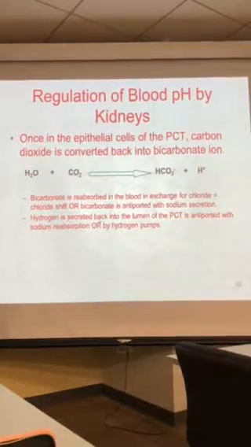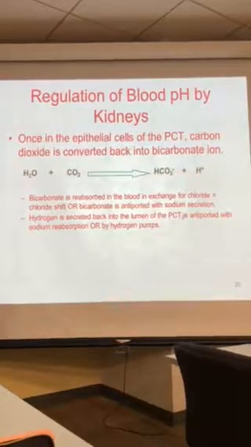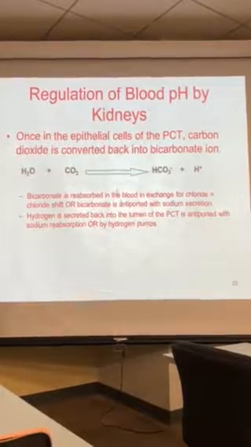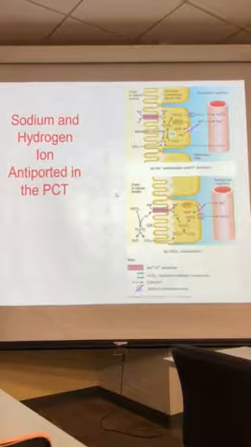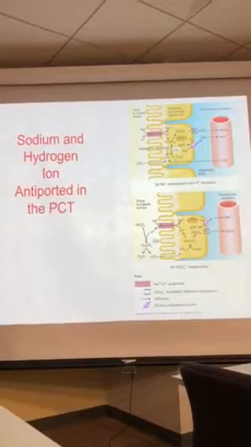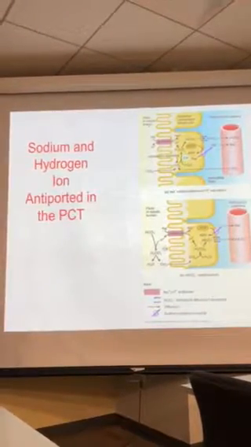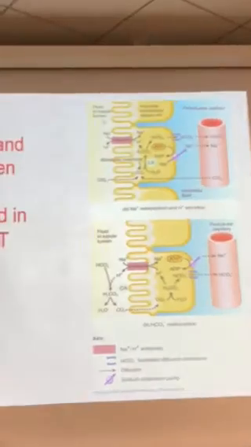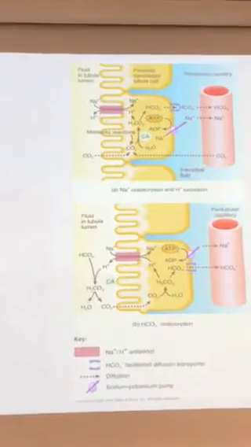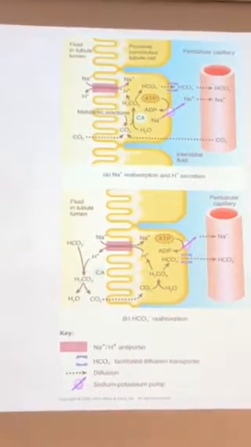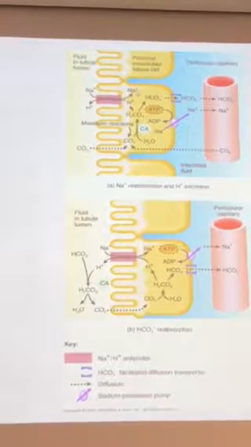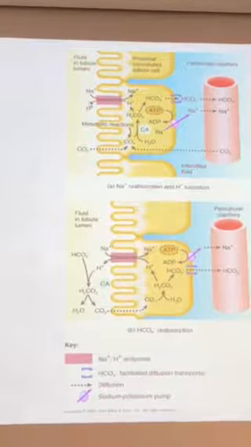Hydrogen then is going to be secreted back into the lumen of the proximal convoluted tubule and is antiported with sodium reabsorption or by hydrogen pumps. So this is the business end of what the kidney does, which is exactly what the red blood cell did. So here we are on the lumen side. This is the filtrate from the glomerulus. Fluid's coming down here. You have the capability, if you need to, to get rid of hydrogen ions. So here, if you get rid of hydrogen ions, you're going to have sodium ions come in there. Remember, this is an antiporter.